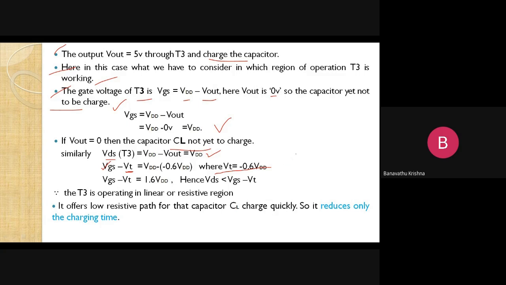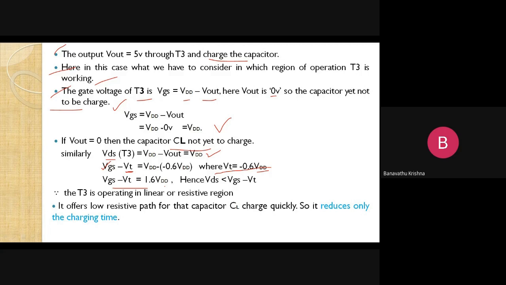So the depletion mode transistor reduces the depletion, changing the condition of the depletion mode transistor. There we are applying the minimum voltage, minus 0.6 VDD. Then only is the depletion mode device changing from depletion mode to another position, that is an enhancement mode device. So therefore, VGS minus VT equals VDD minus (minus 0.6 VDD). Finally, VGS minus VT equals 1.6 VDD.